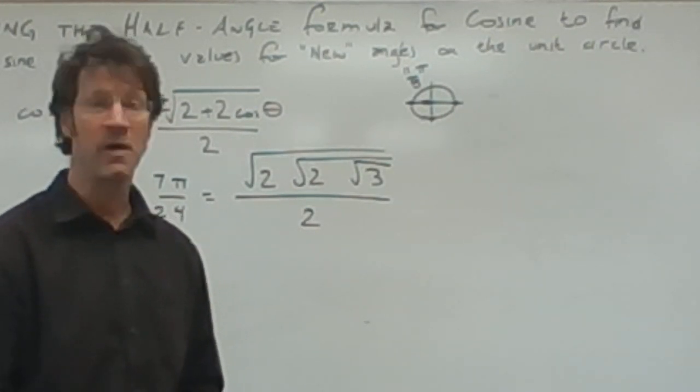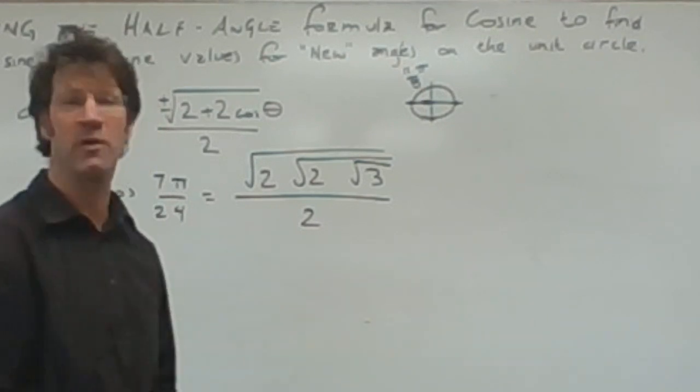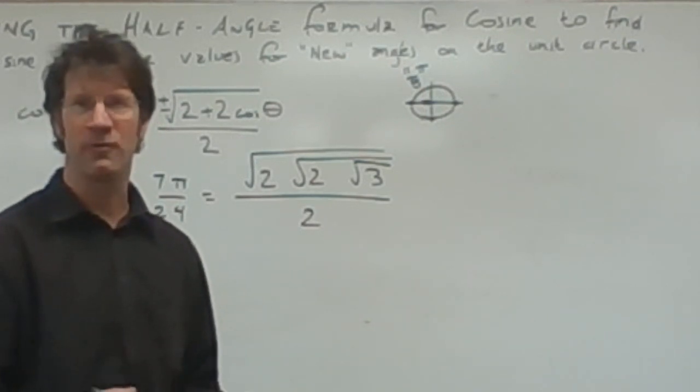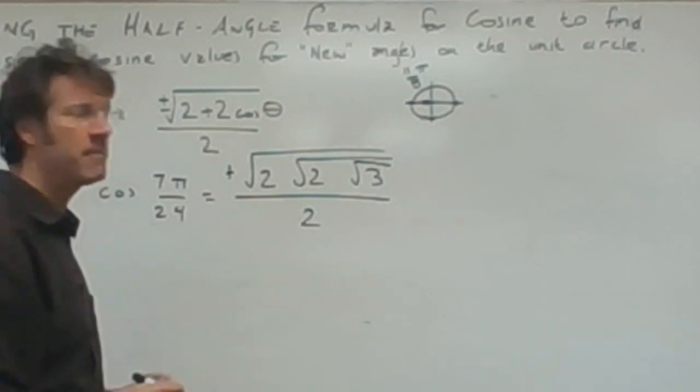What we have to find out now is what these signs are. 7 pi over 24 is in the first quadrant, so the first sign is simple, that's positive. And we think about where this is.